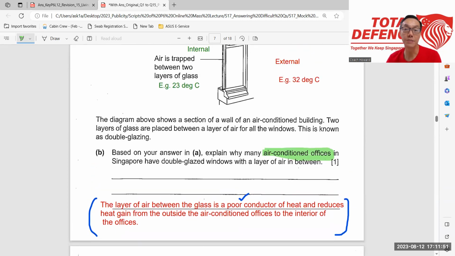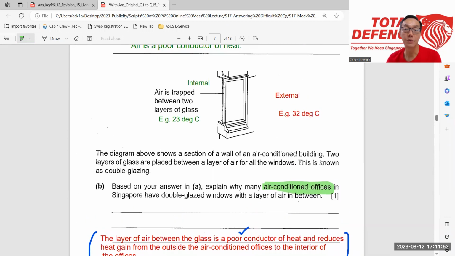So it's worth spending more money to conserve energy. Okay, why do they conserve energy? Sometimes they may ask you, how does this type of window, the double glazed window, help to conserve energy over a long period of time?